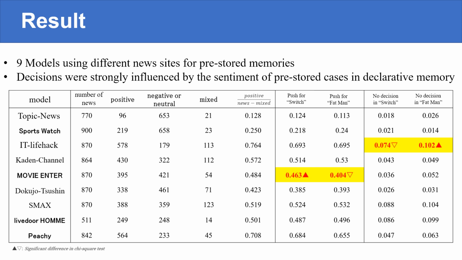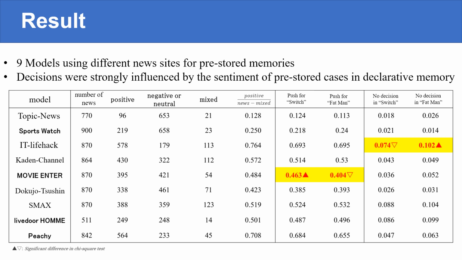This is the result of our simulations by 9 models using different news sites for pre-stored memories. For both switch case and fatman case, simulations were run 1000 times. On the right side, you can see the percentages where the model decided to push and percentages where the model got stuck in a loop of rethinking. It shows that the final decisions of our model were strongly influenced by the sentiment of pre-stored cases in declarative memory.